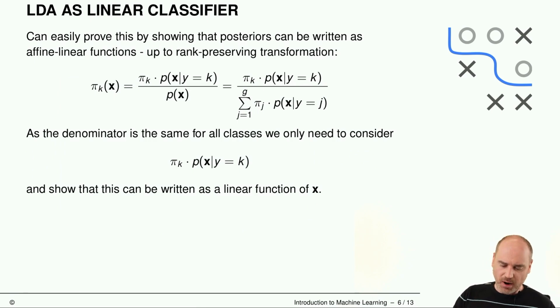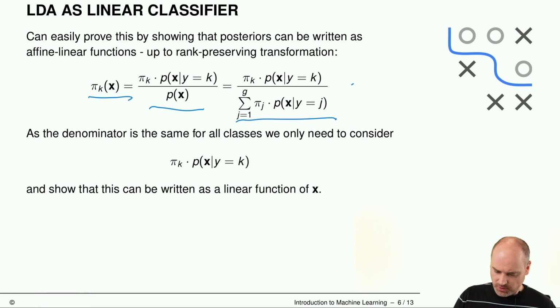Let's go through a little bit of math to actually prove that what I just explained, that LDA is indeed a linear classifier, is true. On this slide, there's not a lot of new stuff. We look at our pi k here. We'll use Bayes' theorem to turn this around.